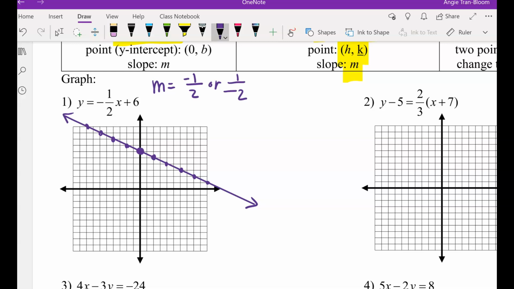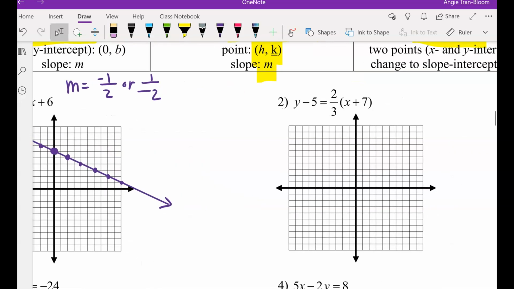Number 2, what format is that, class? Point-slope. Let's identify the point and the slope. What is the point in that point-slope form? -7. Why -7? I have to take the opposite, right? -7 is the x-coordinate. What's the y-coordinate? +5. What's your slope? 2/3.